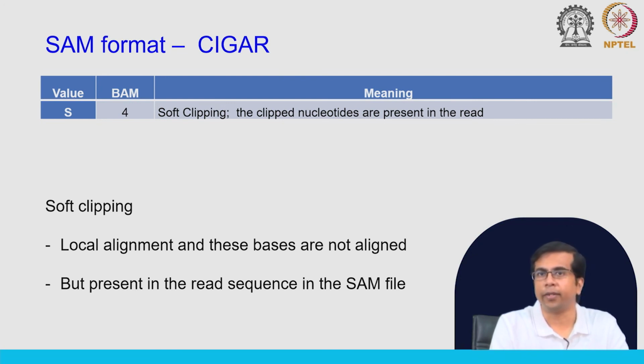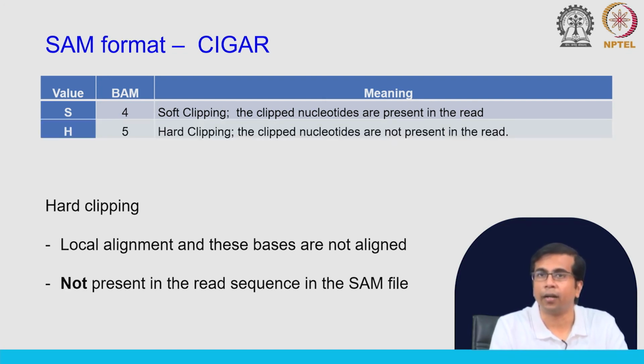Why do we worry about this? Because there is something called hard clipping, which is denoted by H. Again this applies to local alignment, and these bases are not used for alignment, but then these sequences are also removed from the read sequence that is shown in the SAM file.